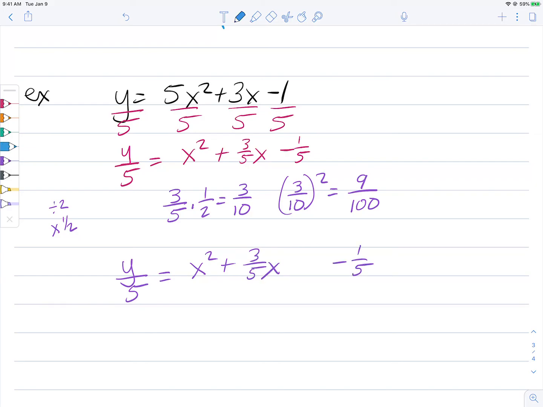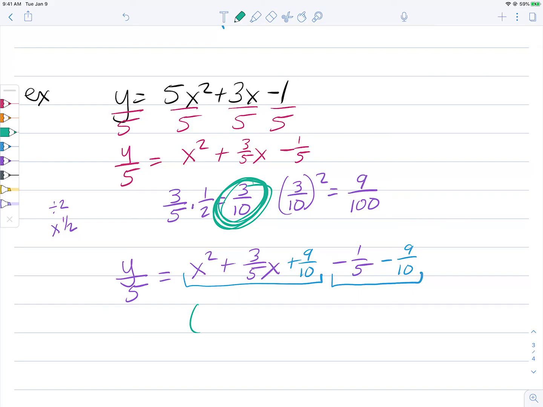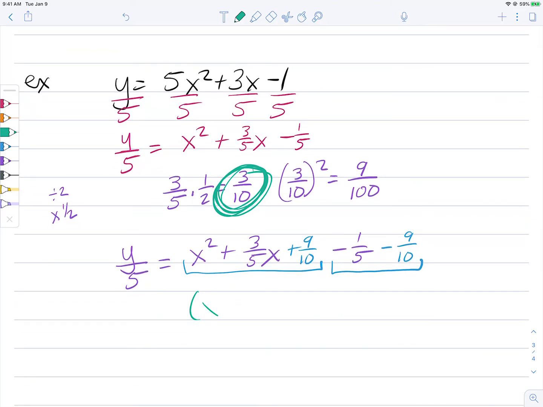So first I'm going to add 9/100 to the first 2 terms, and I'm going to subtract 9/100 from my constant, a net gain of 0. And don't forget, when you've divided the coefficient of x by 2, that's the key to your factoring answer. You can do less work if you remember that that's your key. So if I want to factor my first 3 terms as a trinomial, that 3/10 is what we're going to use. So (x plus 3/10) squared. I still have a y over 5.